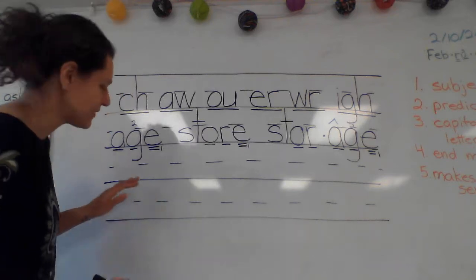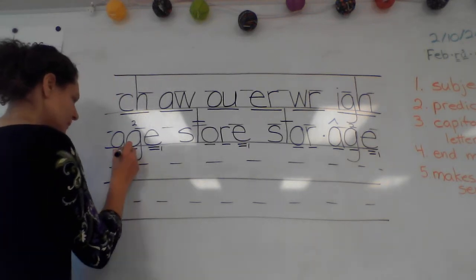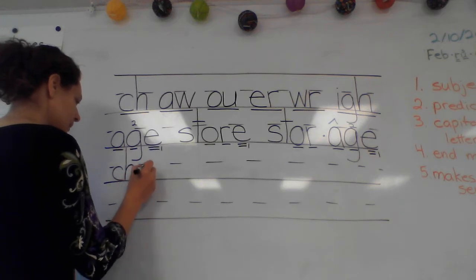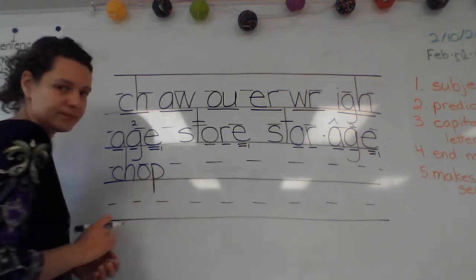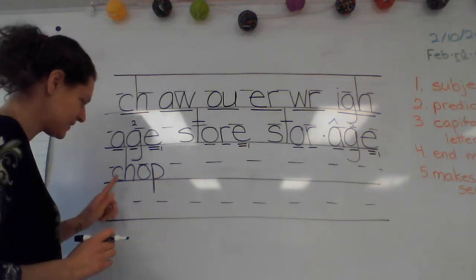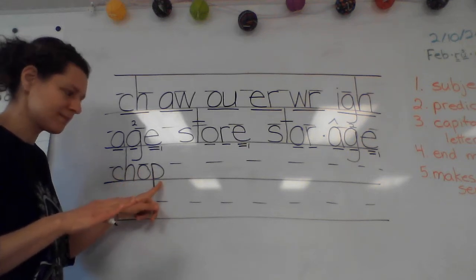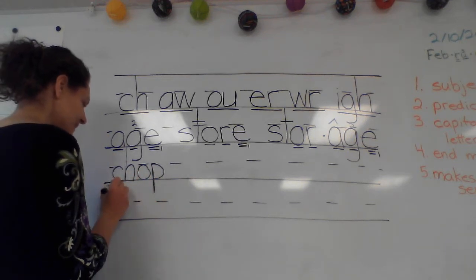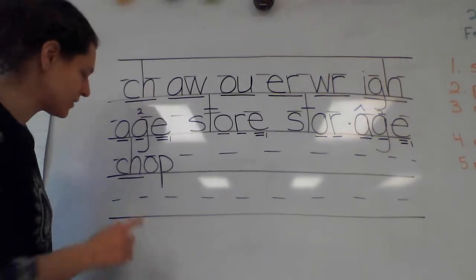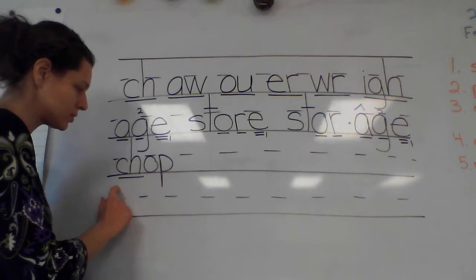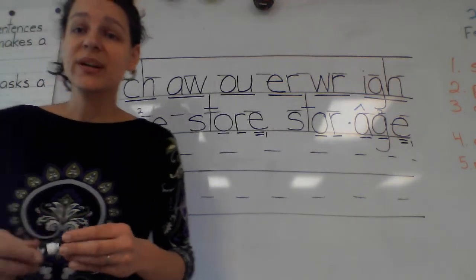All right, put your finger under the first phonogram in that word. What is it? Good, ch. Good, ah. And good. Does this need a marking? Good, how about this? This? All right, mark it. And let's read it. Good, chop.